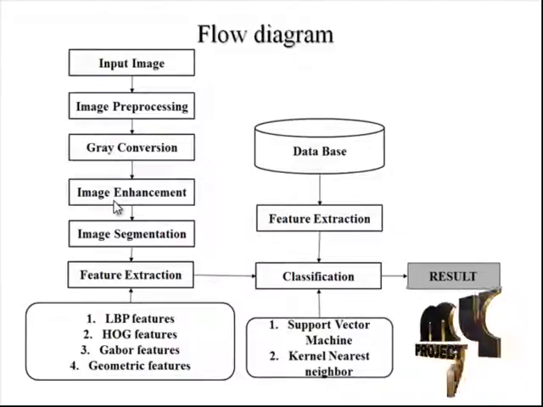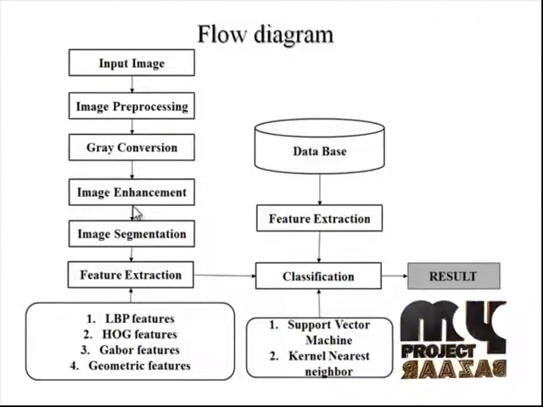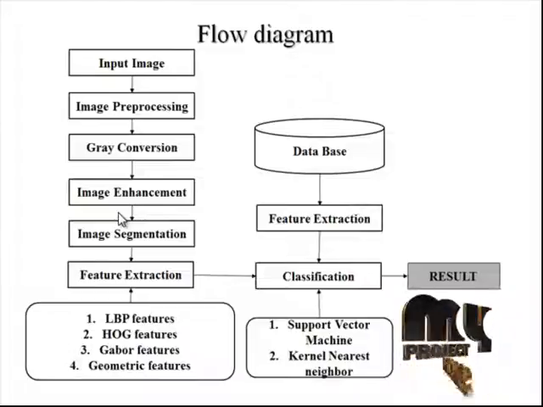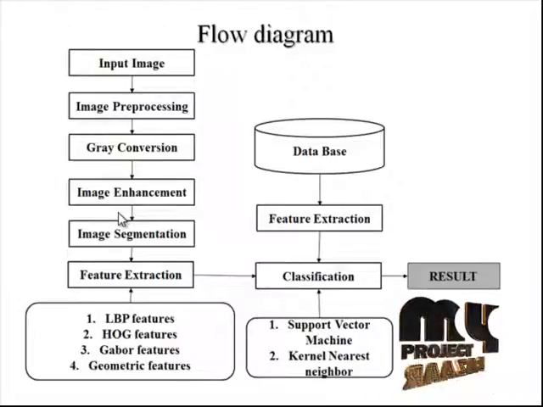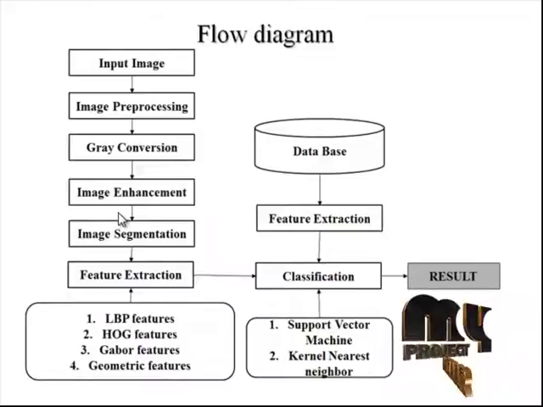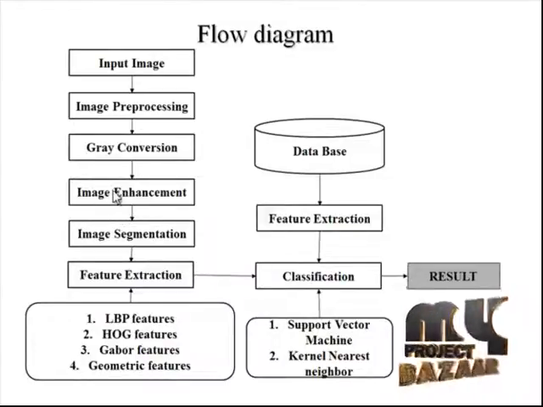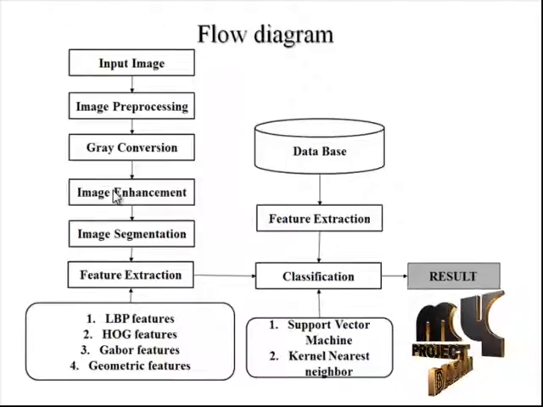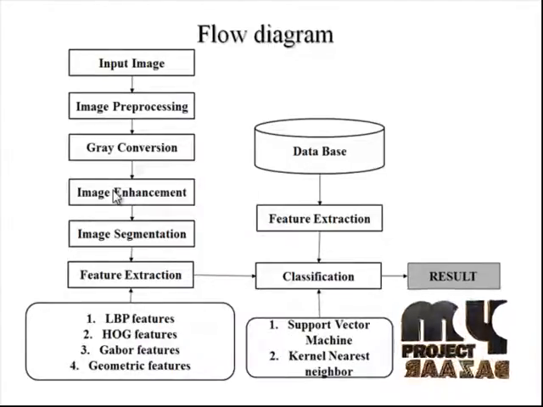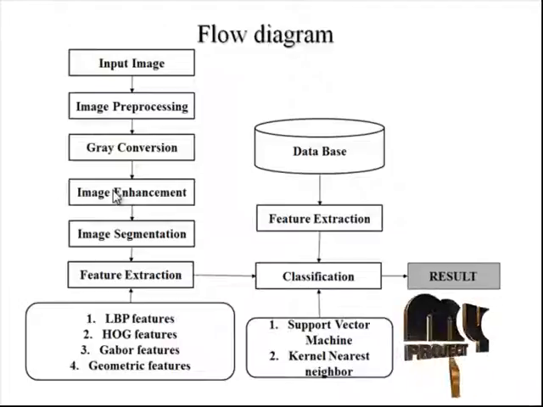Next, in image enhancement, histogram equalization is a method in image processing of contrast enhancement using the image histogram. This method usually increases the global contrast of many images, especially when the usable data of the image is represented by close contrast values. Instead, contrast stretching is also used as an image enhancement technique. It is often called normalization. It's a simple image enhancement technique that attempts to improve the contrast in an image by stretching the range of intensity values it contains to span a desired range of values.